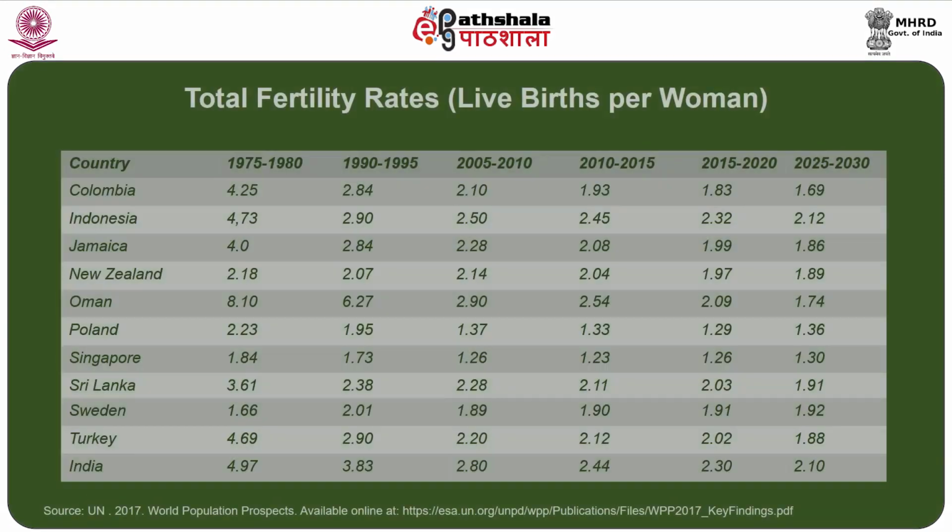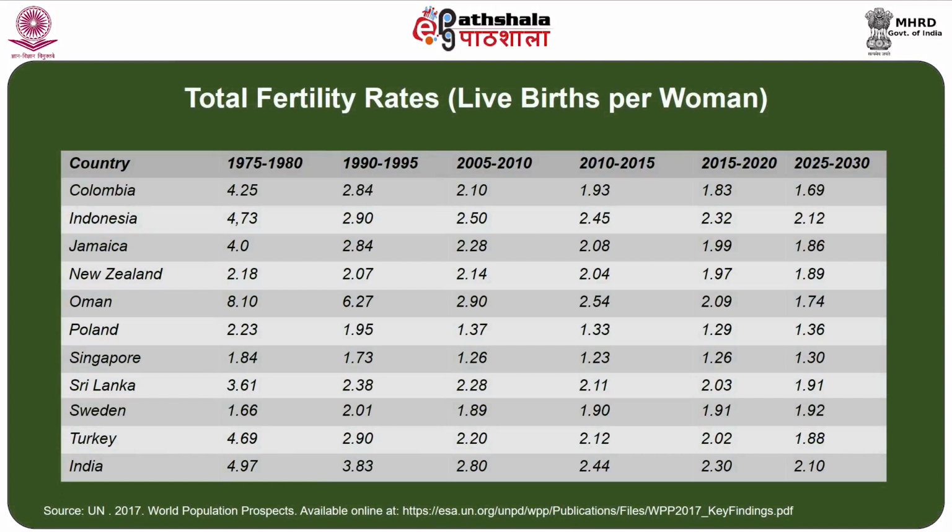rate. In Colombia, for instance, the total fertility rate was 4.25 in 1975 to 80, which declined to only 1.93 in 2010 to 2015, and it is projected to decline further to only 1.69 in 2025 to 2030. For a country like Oman, the total fertility rate was as high as 8.10 in 1975 to 1980, which declined to 2.54 in 2010 to 2015, and further projected to decline to 1.74 in 2025 to 2030.